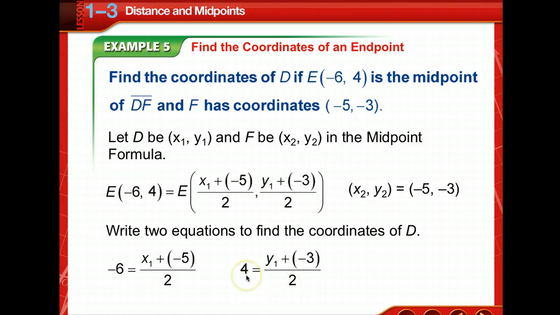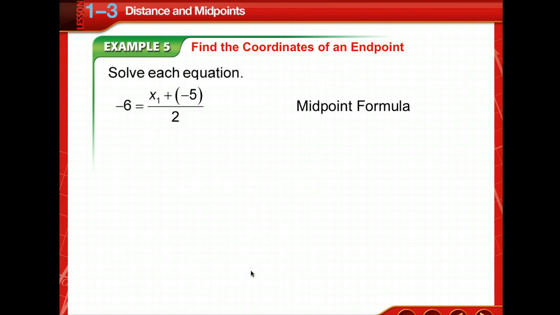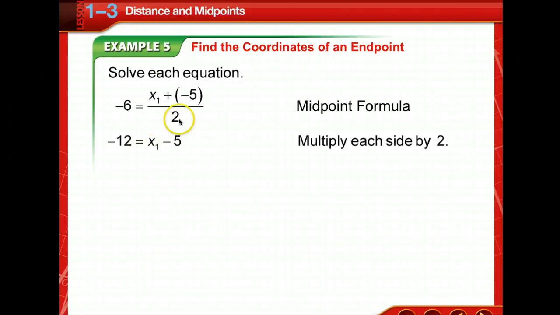So now all we have to do is simplify. But the thing is, here we've got some fractions, and we've worked with fractions before and we're just not very happy with that. So let's multiply both these sides by 2. Let's get rid of that dividing by 2 thing. If we multiply both sides by 2, it eliminates the 2 in the denominator. Negative 6 times 2 is negative 12, and that will equal the x sub 1 value minus 5. We add 5 to both sides. So the x value for our endpoint is negative 7.